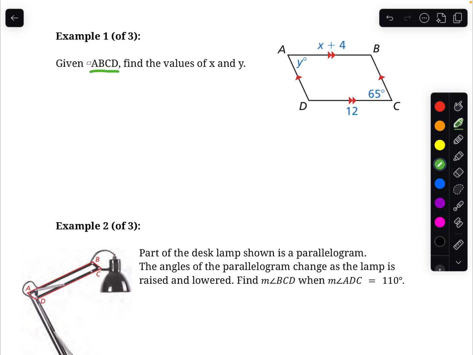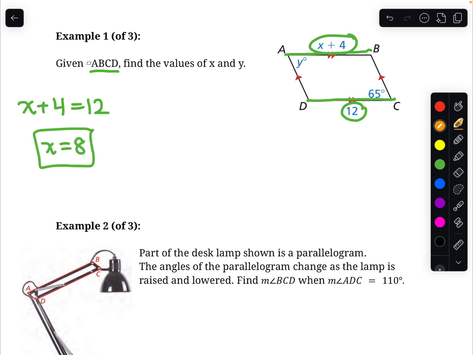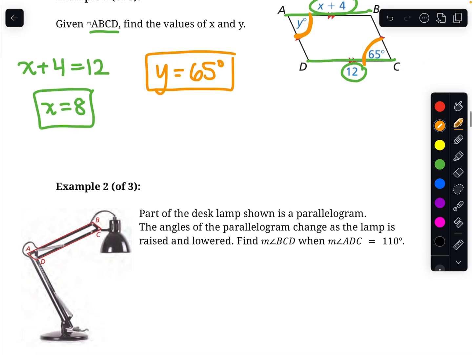Find the values of x and y. Well, x up here is labeling AB. I know that AB is parallel to DC. I also know that AB is congruent to DC. So that means that x plus 4 has to be equal to 12 and x has to be equal to 8. Looking at angles, I've got angle A, and I know that angle A is going to be congruent to angle C because opposite angles in a parallelogram are congruent. So that just sets me up for my answer right there. Y is 65 degrees. Please be sure to be putting degree bubbles on your angle measurements.